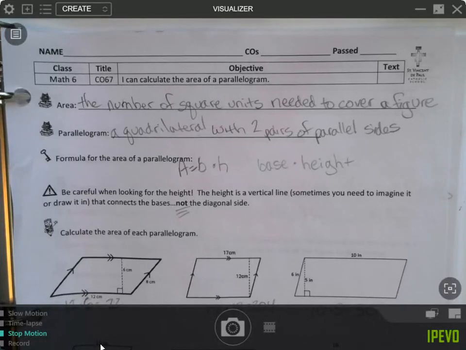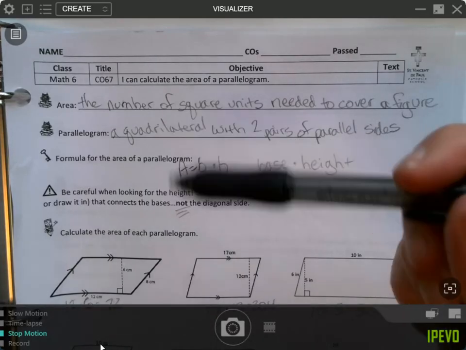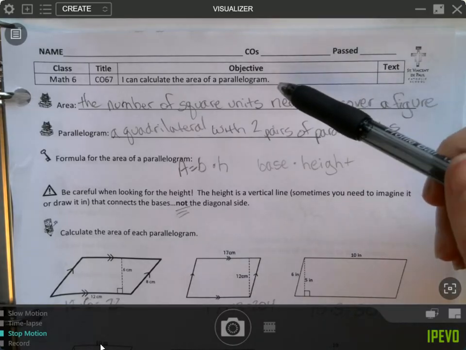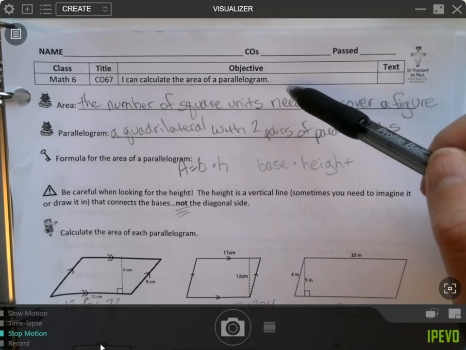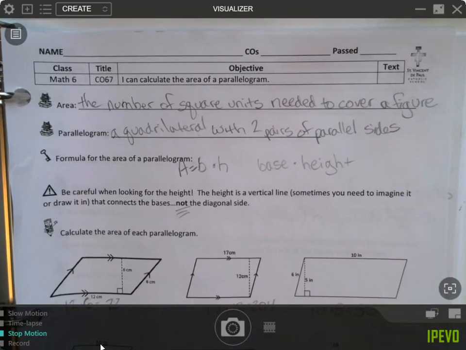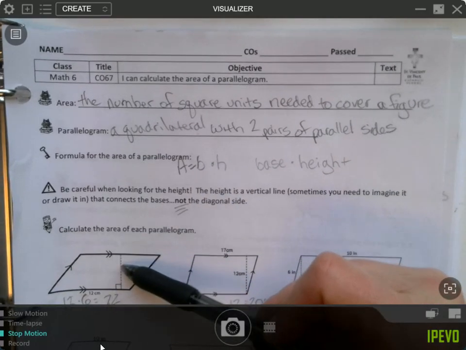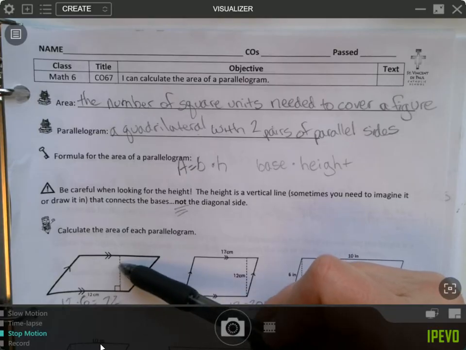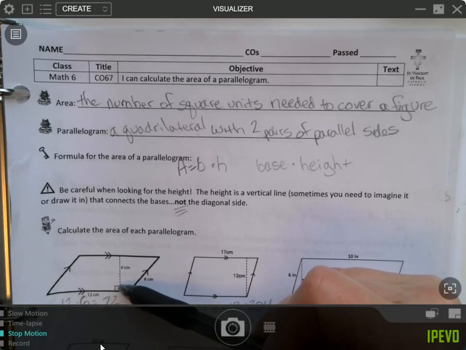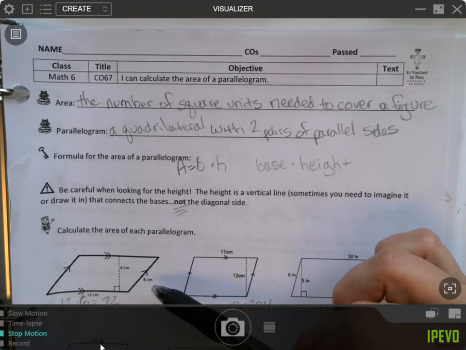Good morning. Today, because I was gone yesterday, we are going to correct both pages, the one that was due yesterday and the one due today. So we will start with PO67, calculating the area of a parallelogram. Remember, we do the base times the height, remembering that that height is that perpendicular line that makes the right angle. No diagonals.